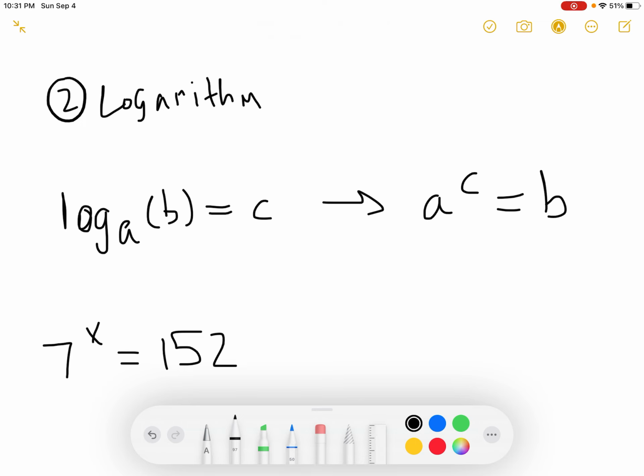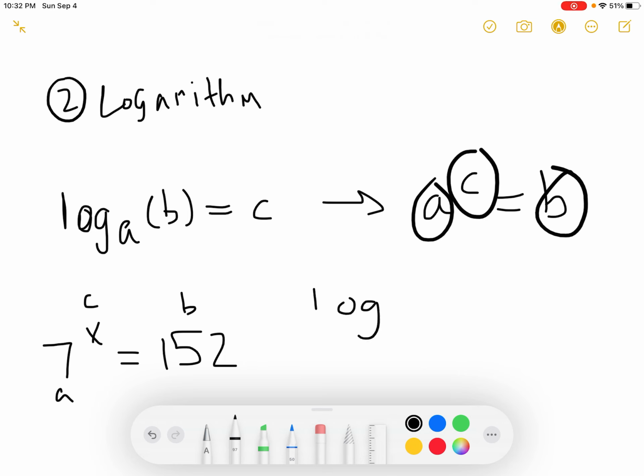Well, you might not know how you could solve that. I mean, usually you would think if the thing that you were trying to find was this, then you could just take the square root or whatever root you would need to take. But this time, you just have to rearrange this. So 7 is A, X is C, and 152 is B, in these orders. Then you just switch them around. So now we do log base 7 of 152, and you would just type that into the calculator.